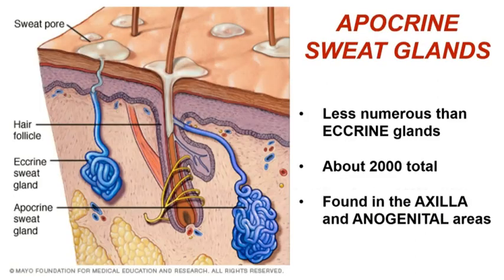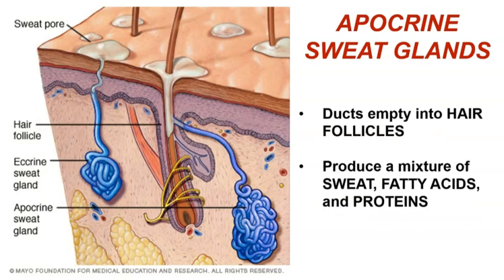Let's turn our attention to our apocrine sweat glands. The apocrine sweat glands are less numerous than the eccrine sweat glands, so these are a little bit more rare type of sweat gland in the body. In total, there's only about 2,000 apocrine sweat glands in your body, and they're generally confined to the axilla, so that is the underarms, and the anogenital region, so that is the region that's near the anus and the external genitalia.